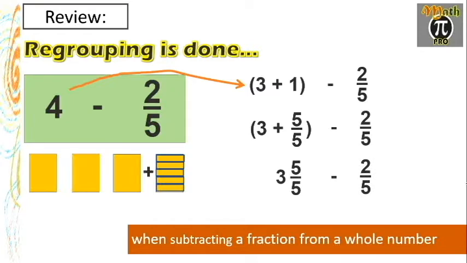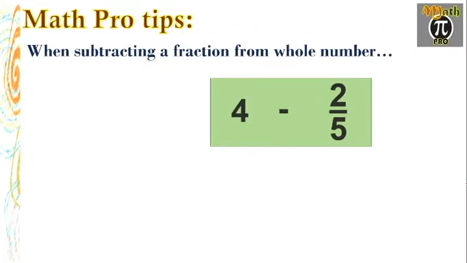Then, we combine 3 plus 5/5, and we'll get a mixed number, 3 and 5/5. As you see in the illustrations, we can now subtract 2/5 from its result. So we have now 3 and 3/5, following the rules in subtraction of similar fractions. And how are we going to do this without choosing illustration?